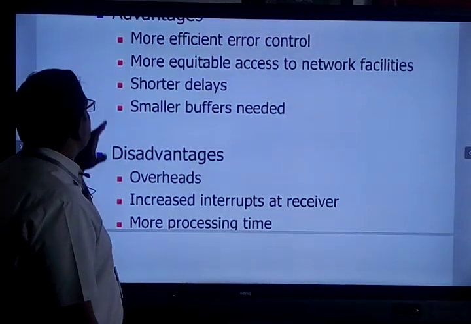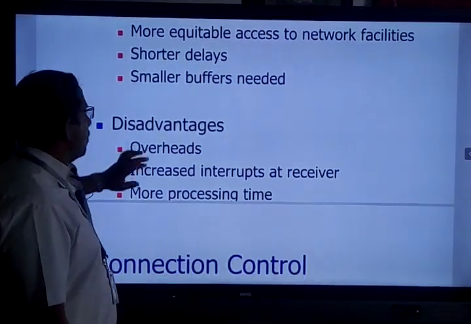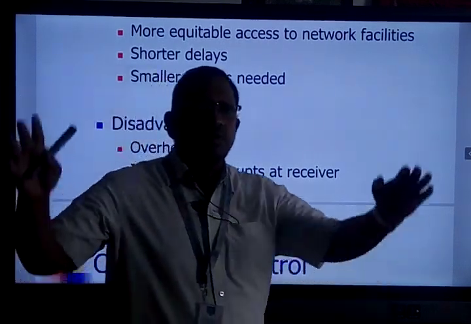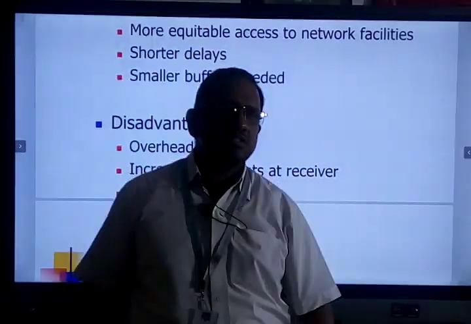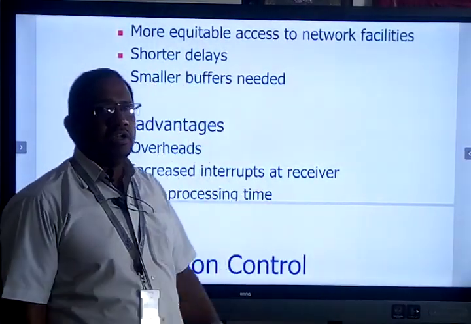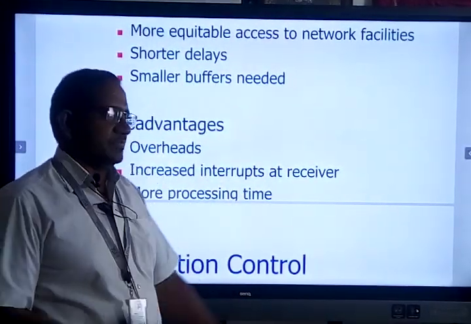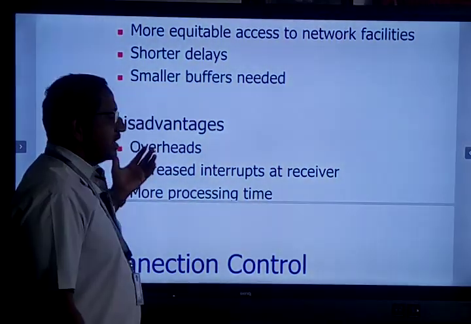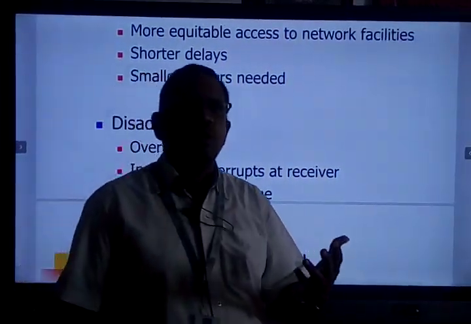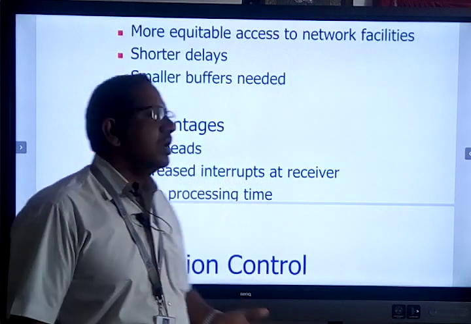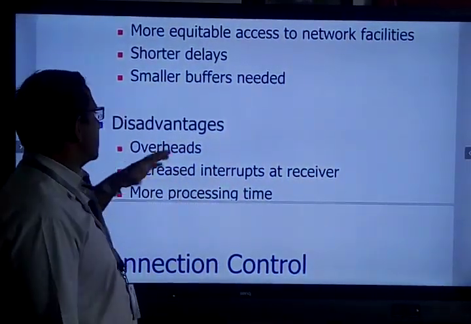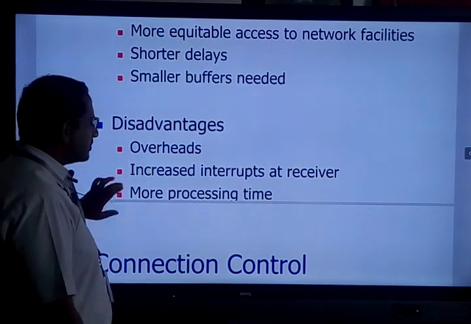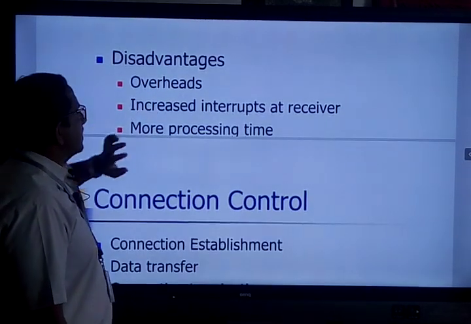Now what are the disadvantages? Of course, there are going to be overheads, because the given huge data is divided into small chunks of data. Every chunk is going to have some overheads, which speak about the data: where it is coming from, where it is going, what type of format it is going to follow. All those things have to be added. That is the control information. So much data is added to that. Therefore, overheads. Increased interrupts at the receiver.